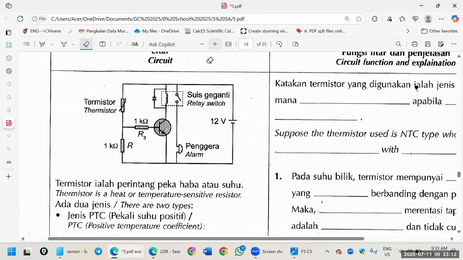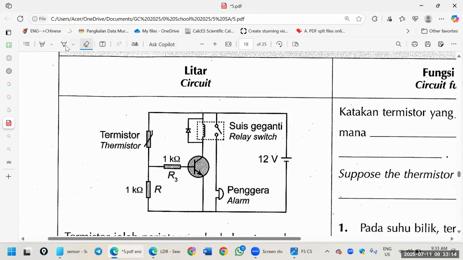Okay, thermistor. We always put the thermistor on top, and the LDR at the bottom. How to draw a thermistor? It is a resistor with a line like this. Therm means heat, so actually this is a temperature sensor.